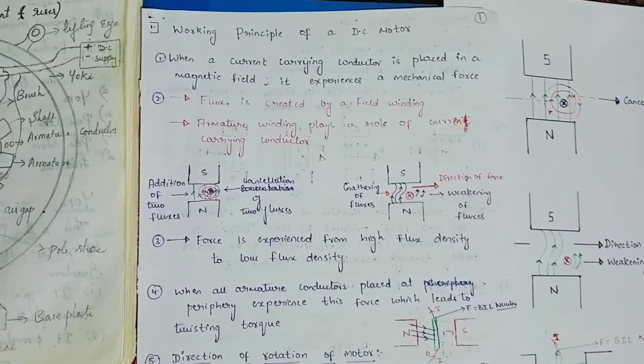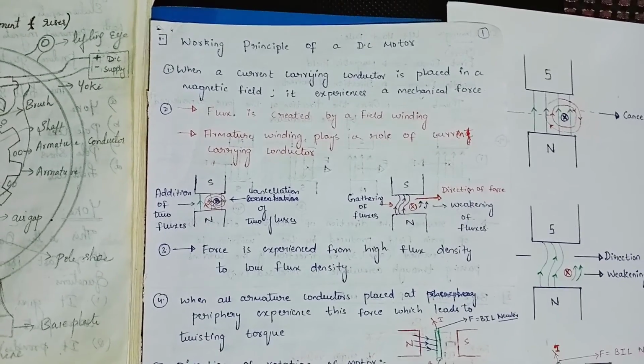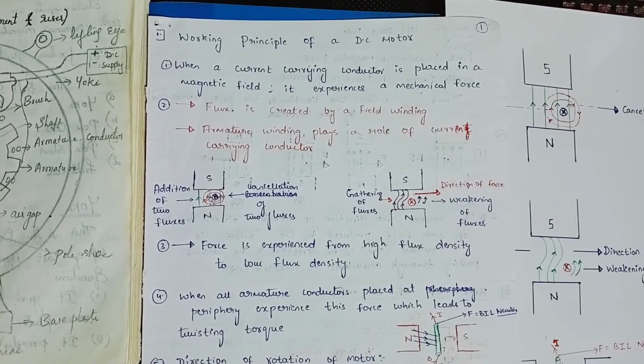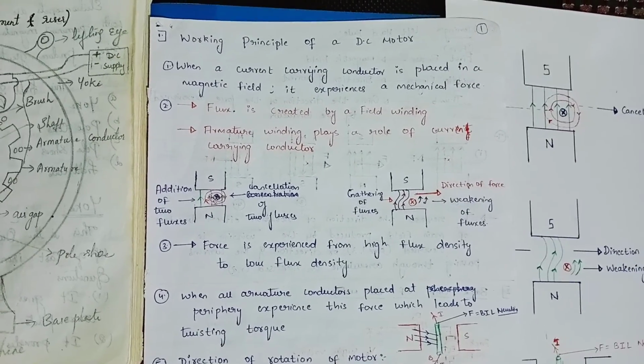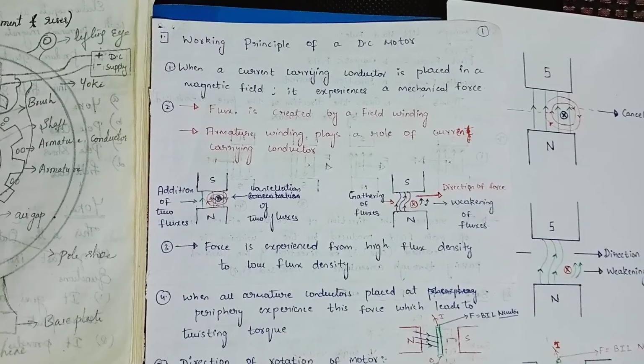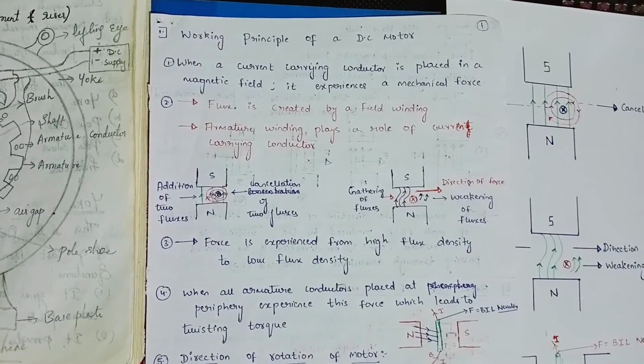Hi everyone. Today we are going to see the working principle of DC motor. Before getting into the topic, let us know what a DC motor is. A DC motor is an electrical machine which converts electrical energy into mechanical energy.